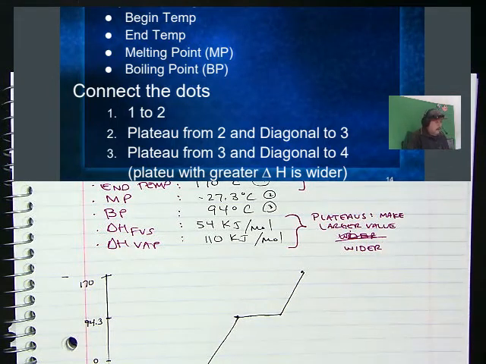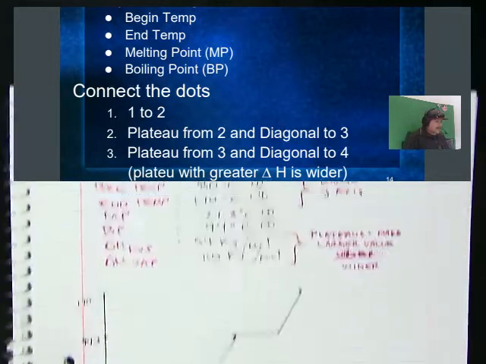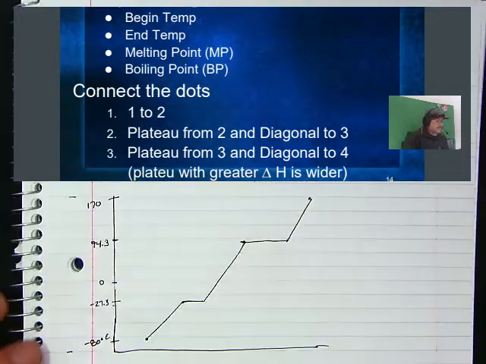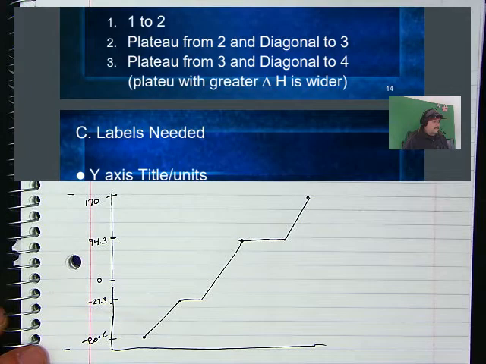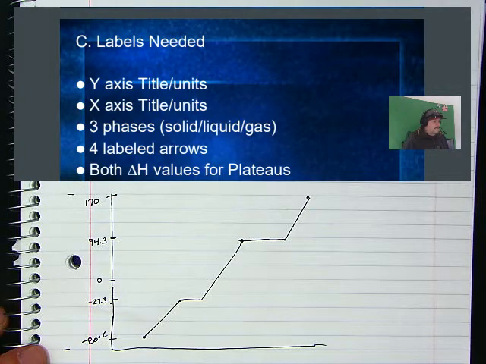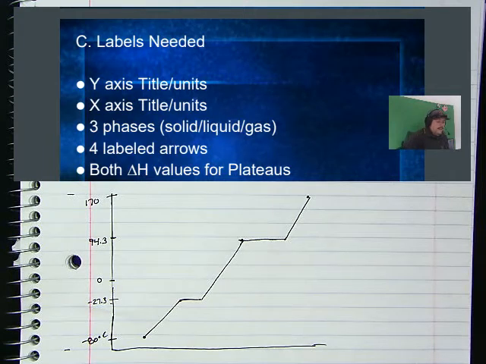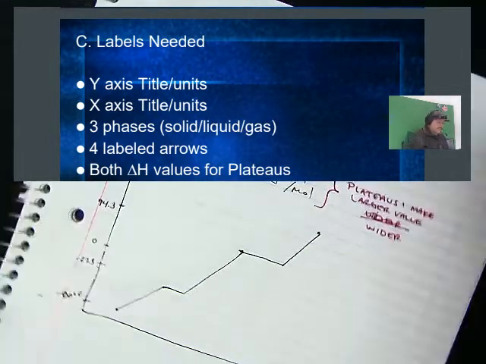Okay. All right. So I've connected the dots. I've done all the groundwork. So now I just got to do what's next. If I look at my notes, I've connected the dots. And now my labels that I need. I need a y-axis title and unit. So that's going to go over here on this side.